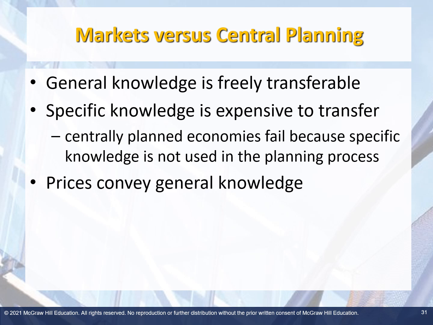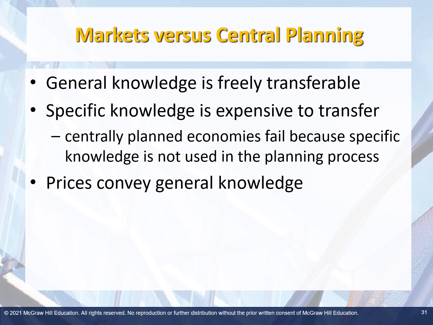General knowledge is freely transferable, while specific knowledge is expensive to transfer. Certain centrally planned economies often fail because specific knowledge is not used in the planning process. Prices convey general knowledge, allowing markets to allocate resources efficiently.